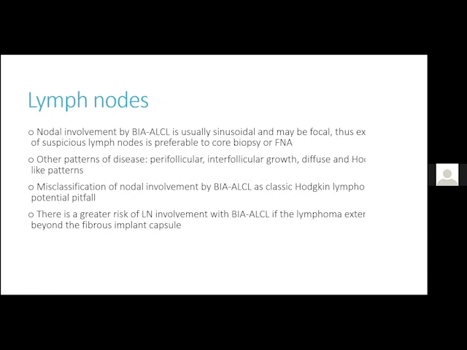With lymph node involvement, the patterns can be variable with this type of lymphoma. Often it's sinusoidal and it can be focal, and this is why a core biopsy or FNA may not be very useful in this setting. There are other patterns of involvement: perifollicular, interfollicular, diffuse, and Hodgkin-like pattern. Misinterpretation as Hodgkin's lymphoma can be a pitfall. And there's a greater risk of lymph node involvement if the lymphoma from the seroma has extended beyond the fibrous capsule.